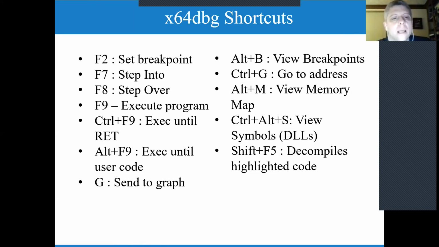Alt F9 is pretty important as well. This kind of comes into play with what I was talking about before about paying attention to what module you're in. If you're not in the user code in your program and you're in a DLL, you can hit Alt F9 and it will execute code until it gets back to your code. Especially in malware, this is usually okay to do, because once you get into a DLL, you're typically dealing with operating system code and not malicious code. And so you really just don't want to dig into all of the operating system code that there is.